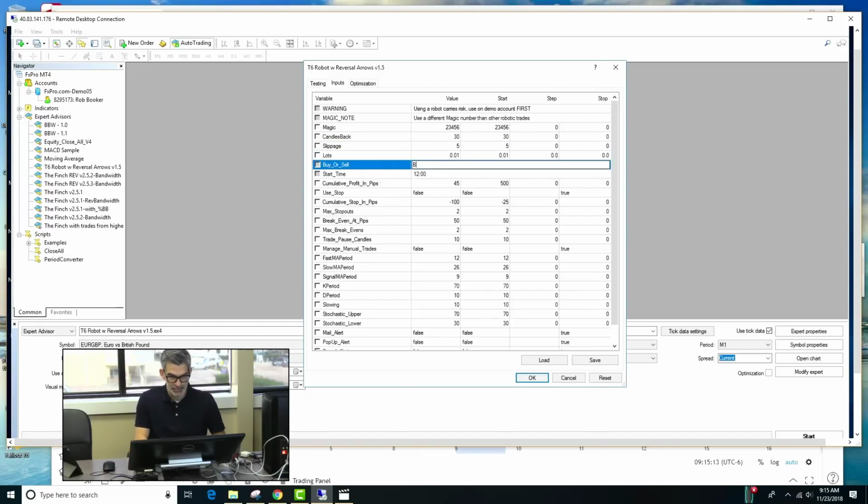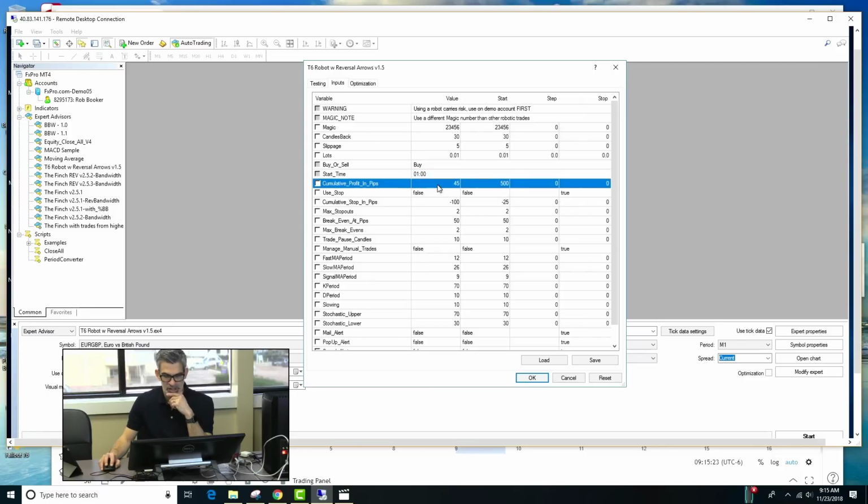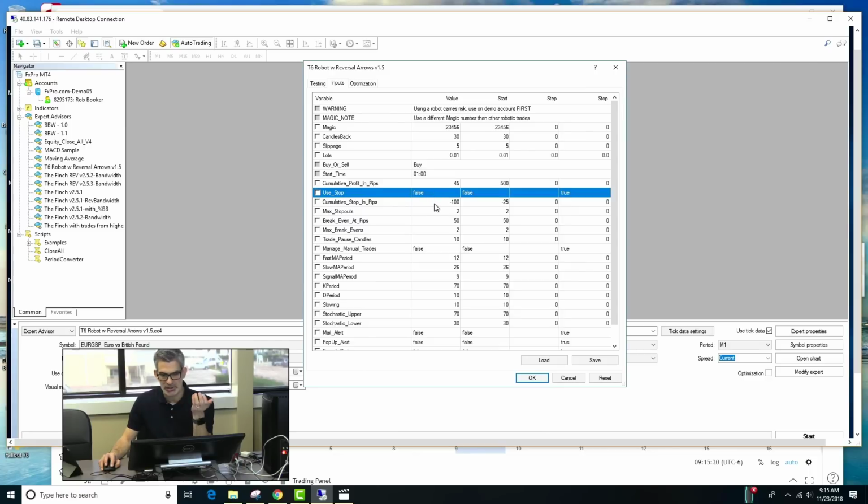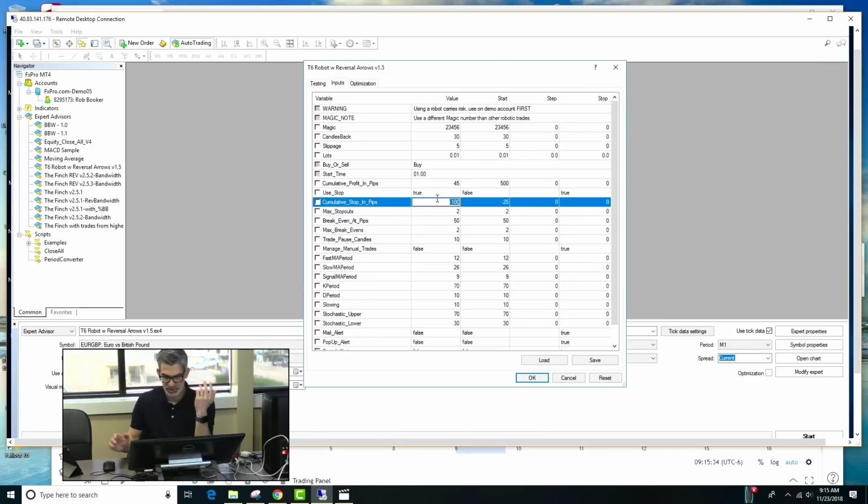We want to buy on this one, so we set the robot to buy only. We let it start trading at, let's say, 1 a.m., and we just want to go for 45 pips. We don't want to use a stop loss, but we could. Sure, let's use a stop loss. Fine, we'll use a 100 pip stop loss.